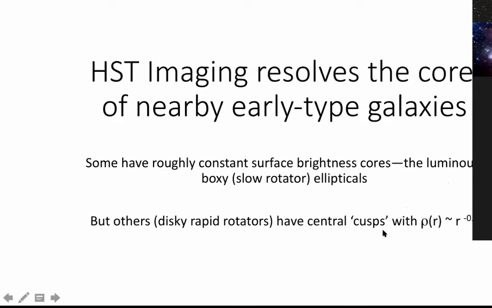Some of them, the density just keeps on going up, not as 1 over r squared, but like 1 over r in the middle. I don't think that was really very well predicted by anybody. But there's quite a remarkable correlation. Remember the boxy elliptical galaxies that don't rotate very much? Those are the ones that do have a proper core, a region of constant density in the middle. The rapidly rotating ellipticals that have disky isophotal contours have these central cusps.